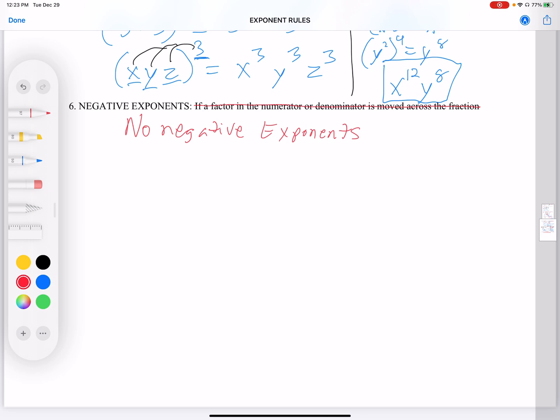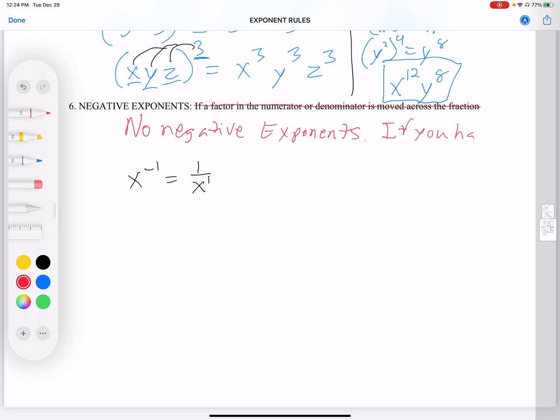Here's what happens with negative exponents. What this rule was trying to say is, if I have a negative exponent, I need to change it to a positive. How in the world do I do that? If I raise something to the negative power, I'm going to get the reciprocal of the base raised to the positive power.